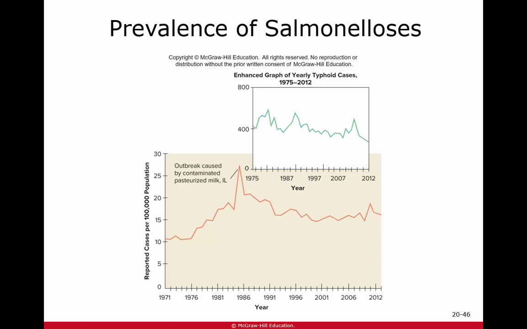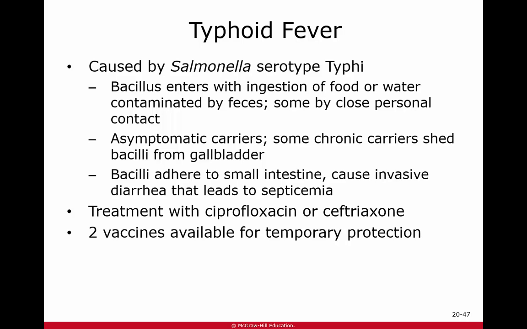And you see in 1986, you had an outbreak caused by contaminated pasteurized milk. Typhoid fever is caused by the serotype Typhi, and you ingest the bacillus with food or water contaminated by feces. Carriers are asymptomatic, and the bacilli adhere to the small intestine and cause invasive diarrhea that can lead to septicemia. It can be treated with ciprofloxacin or ceftriaxone. And there's 2 vaccines.